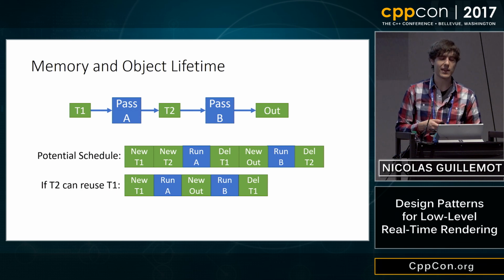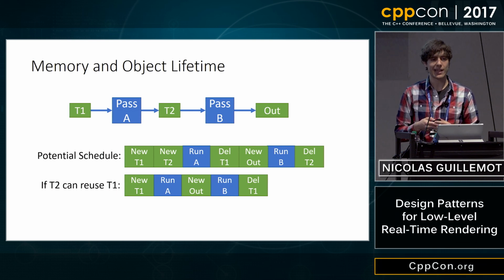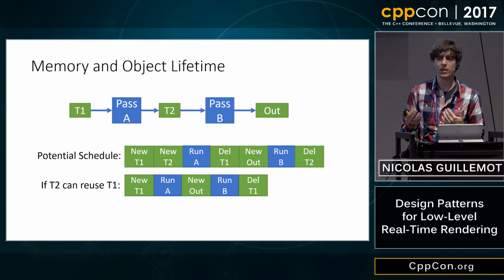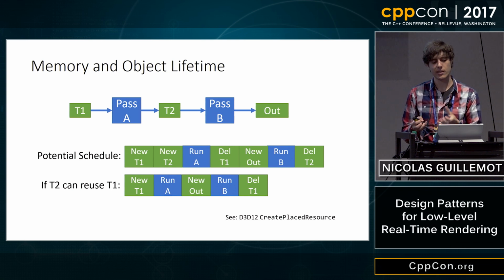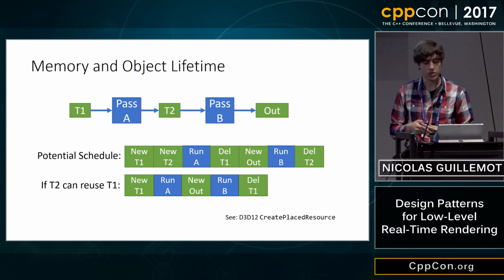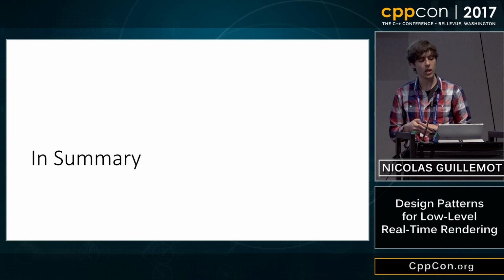So these are some kinds of things that you can do with a task scheduler, is identify resources that can be merged or reused. I think that one of the places where you can find most of the actual concrete details of how you implement this is the documentation for CreatePlacedResource in DirectX 12. Turns out to actually have quite a beefy amount of documentation in that article.